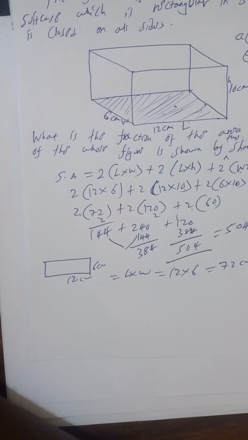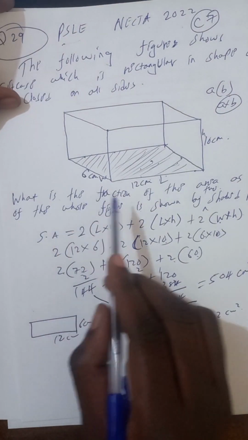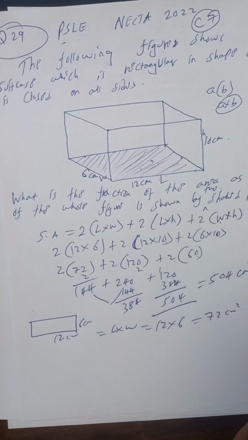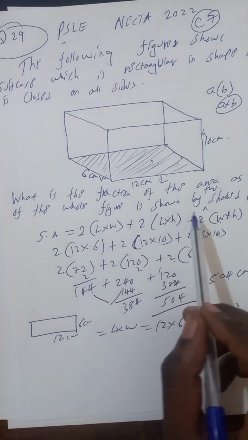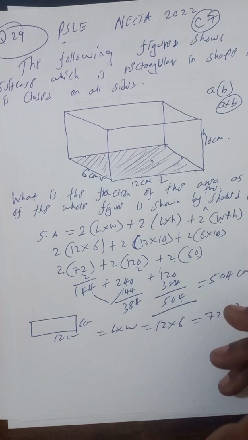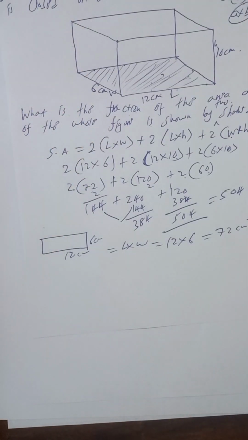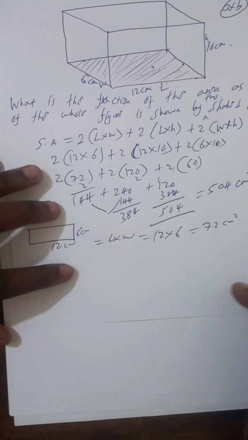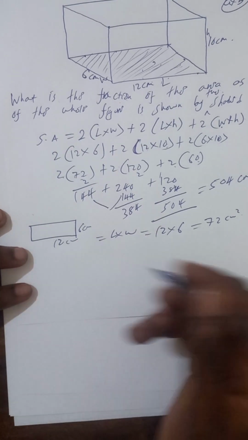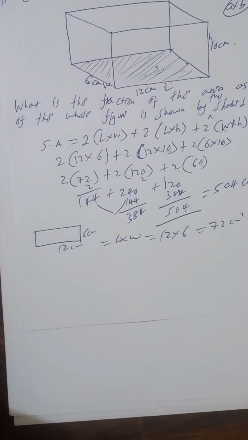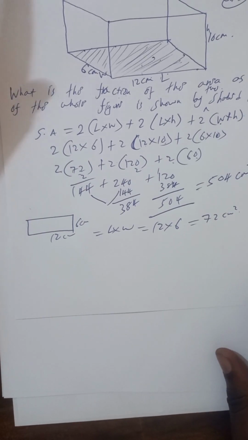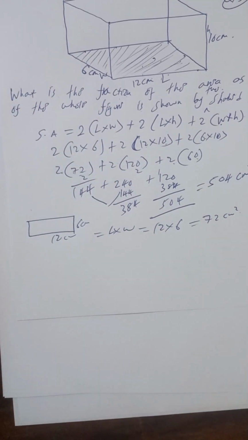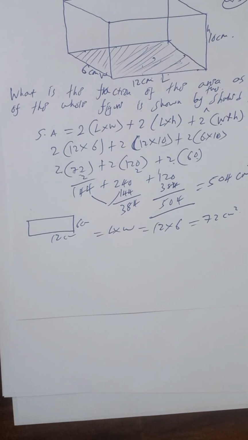They're looking for the fraction of the shaded part. Remember, what is the fraction of the area as part of the whole figure is shown by the shaded part? So that's what they're actually looking for, the fraction. So let's do it. There are several ways of doing this, but I pick the if method. I like if method because it helps a lot.